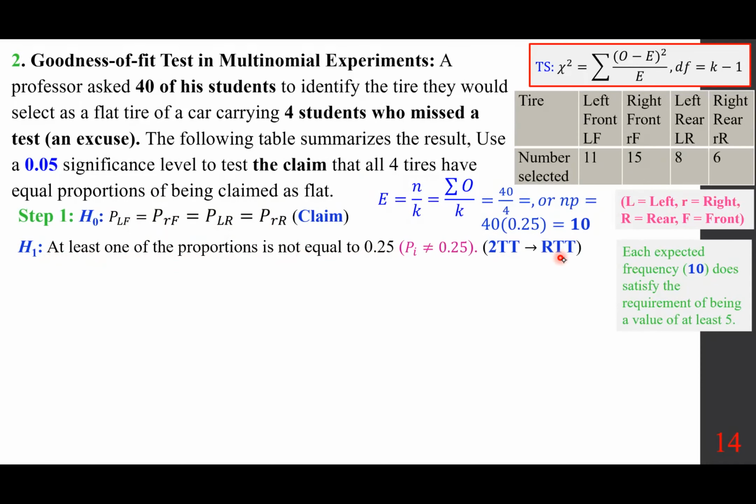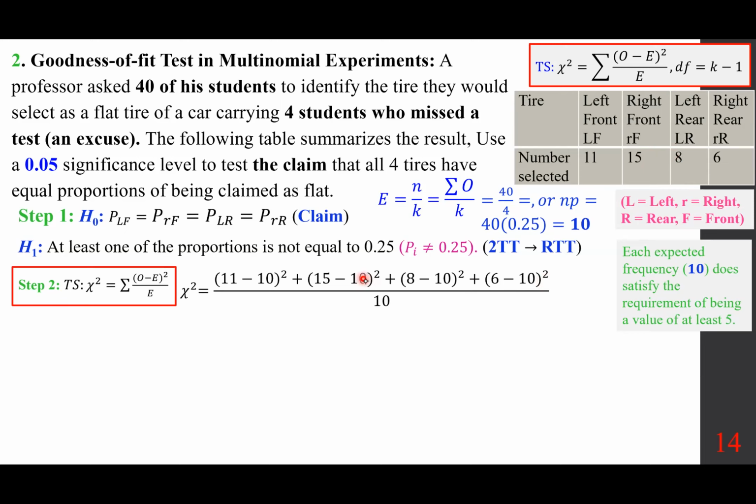So the next step is to calculate the test statistic. Chi-squared is summation of O minus E quantity squared over E. And again, it's a small number of categories. K is only 4. So we are going to simply put 11 minus 10 squared plus 15 minus 10 squared, and so on and so forth, 8 and 6 also divided by 10. And by the way, again, it's important to know that the expected value is the same for all of them. They don't have to be, which would give us, for example, 4 different fractions, not the same denominator, if they are different. So you calculate that, you end up with 46 over 10 or 4.6. So that's the test statistic.